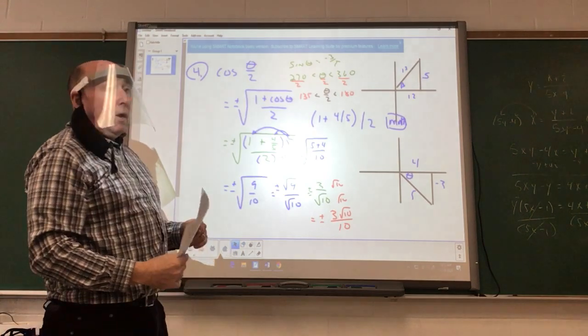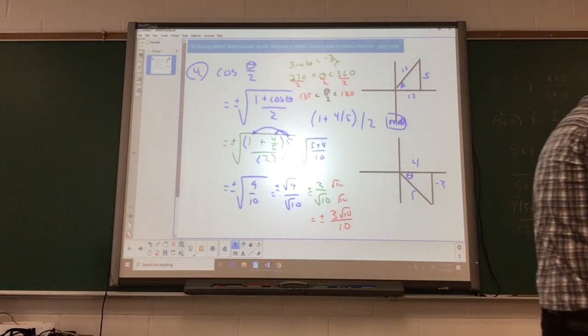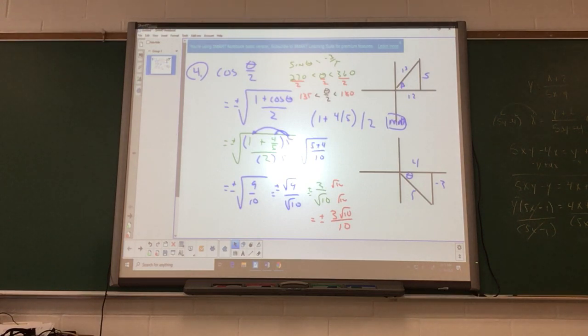The easiest way, once again, take any number between 135 and 180, any number you want, and take the sine of that angle. I'm sorry, the cosine. Take the cosine of that angle. Any number you want.